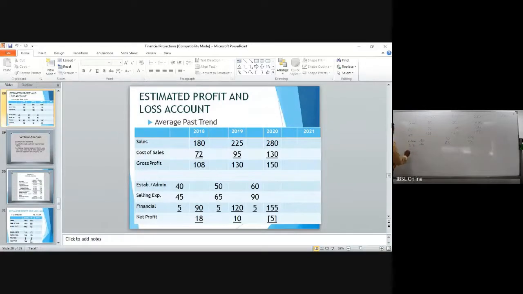Financial expenses: 5, 5, 5. Total expenses: 90, 120, 155. Therefore, net profit is 18, then 10. And in 2020, the net loss is 5.